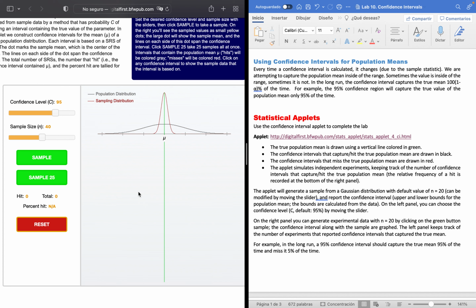The confidence interval along with the sample are graphed. The left panel keeps track of the number of experiments that reported a confidence interval that captures the true mean. For example, in the long run, a 95% confidence interval should capture the true mean 95% of the time and miss it 5% of the time.